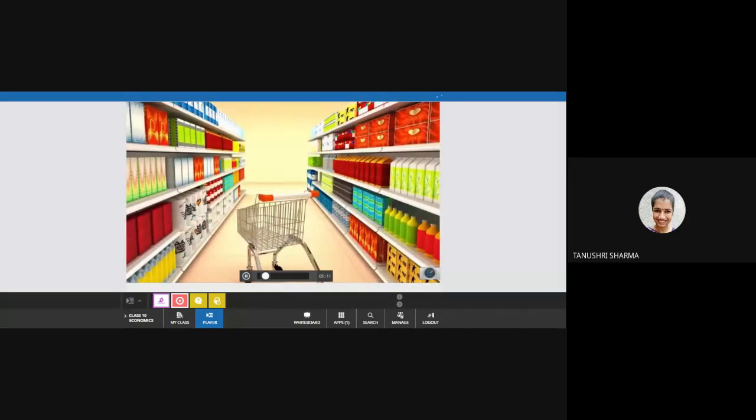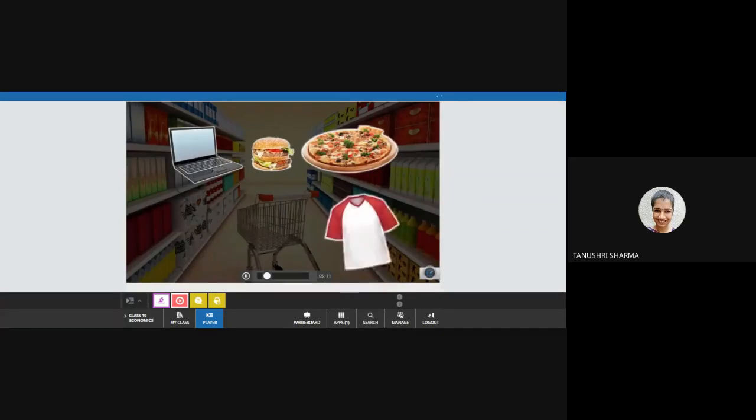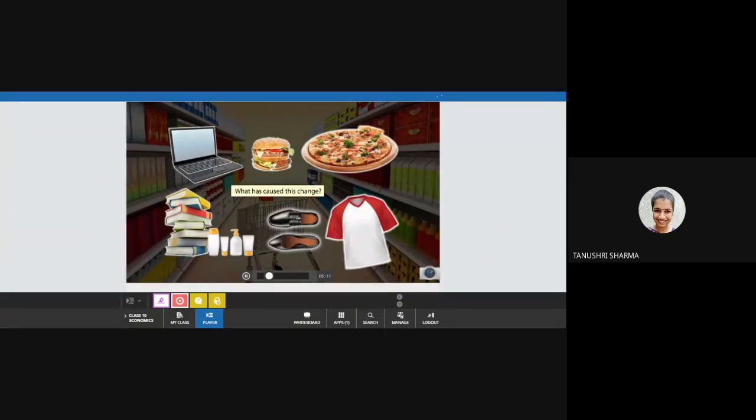However, today things are different. We find a host of goods ranging from electronics to food items, clothes to footwear, books to cosmetics from all over the world, easily available in our Indian market. What has caused this change?